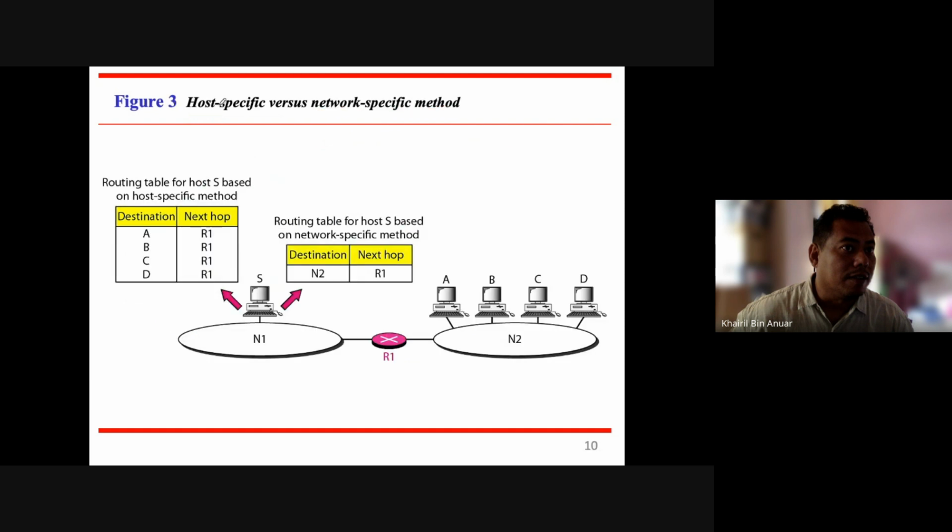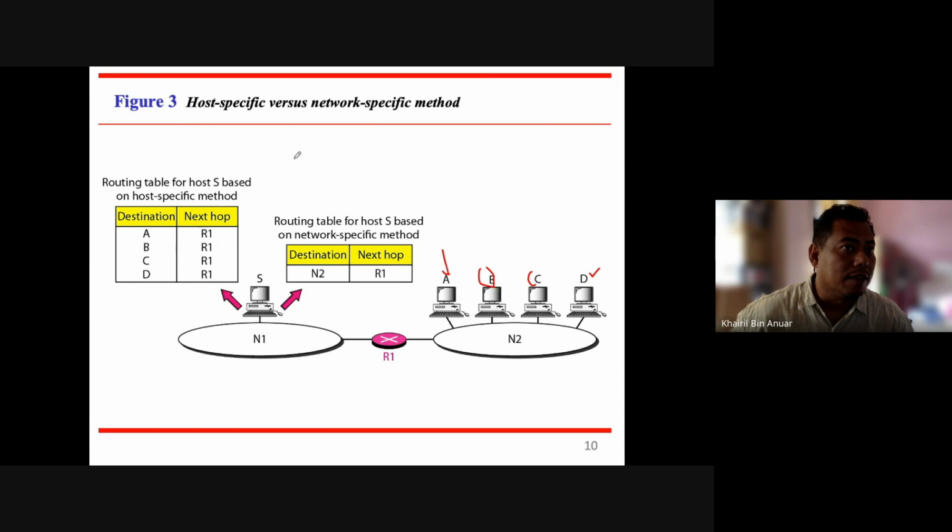It can also be defined as the host specific versus the network specific method. Host specific means you base it on the destination. For instance, in N2 you have host A, B, C, and D. Your routing table can be based on this destination: A, B, C, D. So the next hop is R1, R1, R1, R1, because they are on the same network.